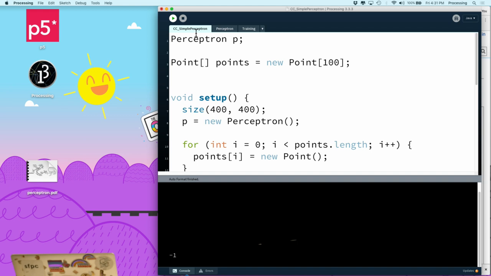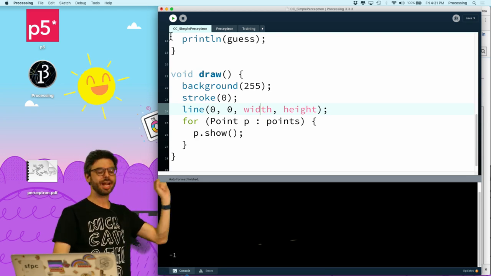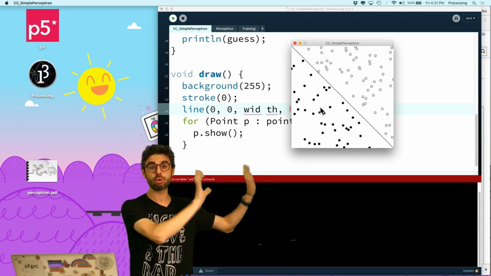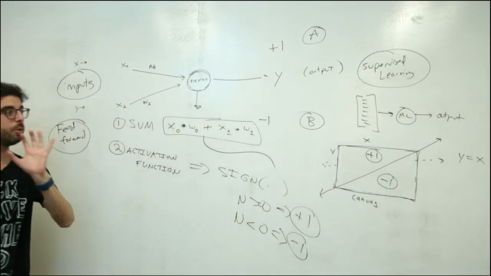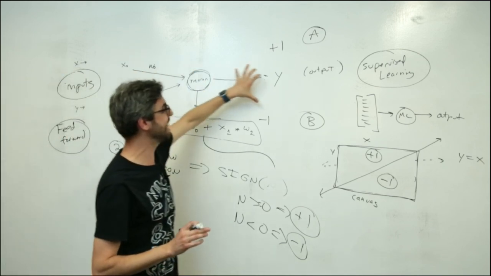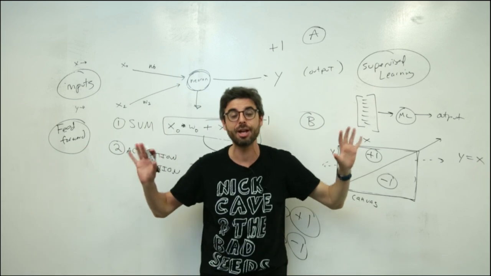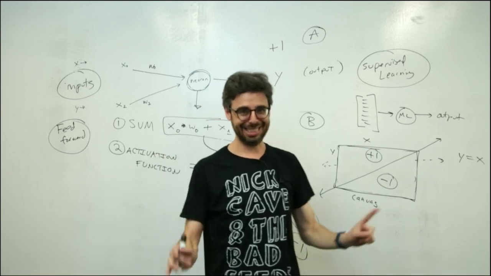All right, what do I need to do next? I've got to get to the learning part. All right, so now that I have all these points and I can see them correctly categorized, this is my known training data. So what I need to do process-wise is take all of my known training data one at a time, and pass it in, ask the perceptron to give me a guess. Is it one or is it negative one? And then I need to do something based on whether it's correct or incorrect. What is it that I need to do?